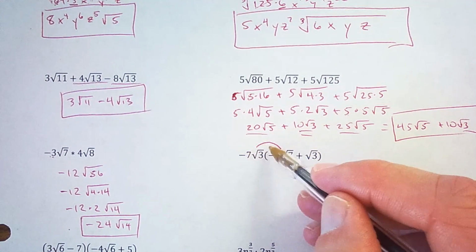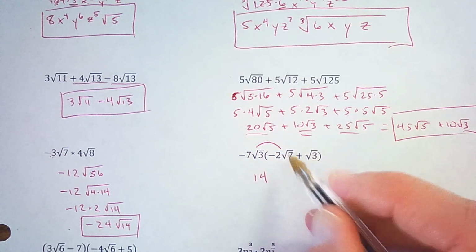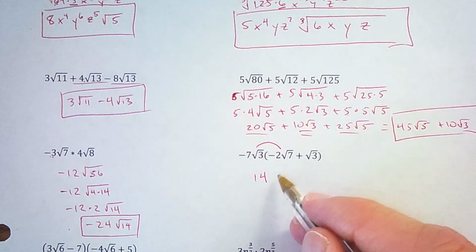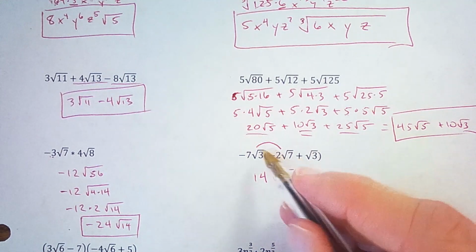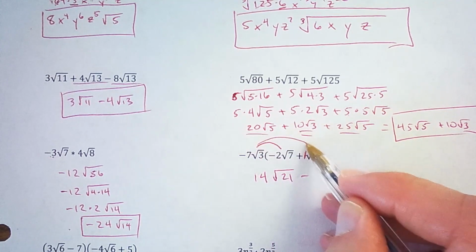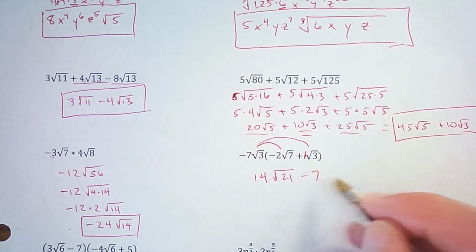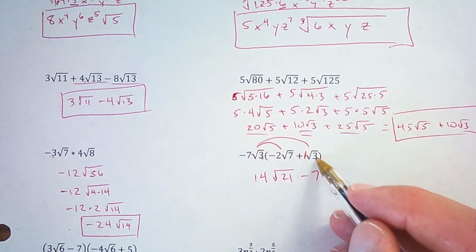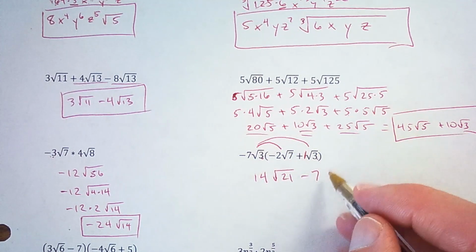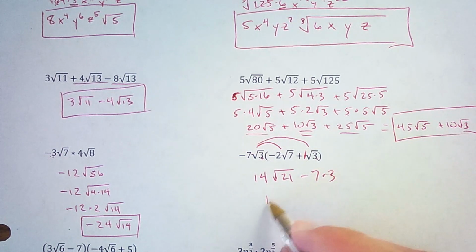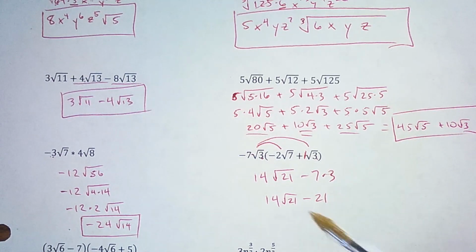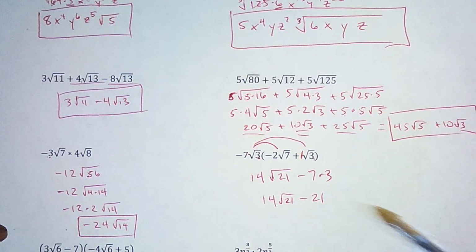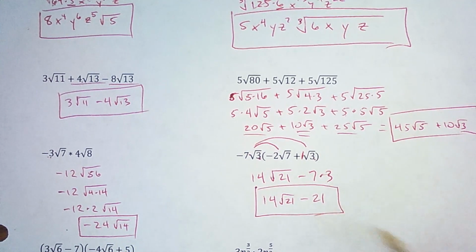Here I can distribute. Negative 7 times negative 2 is 14. Square root of 3 times the square root of 7 is the square root of 21. And then I have negative 7 times 1. So that's minus 7. And then square root of 3 times the square root of 3 is 3. So that's 14 times the square root of 21 minus 21. And these cannot be combined because they don't have the same radical. And no square numbers go into 21, so I can't simplify that any further.